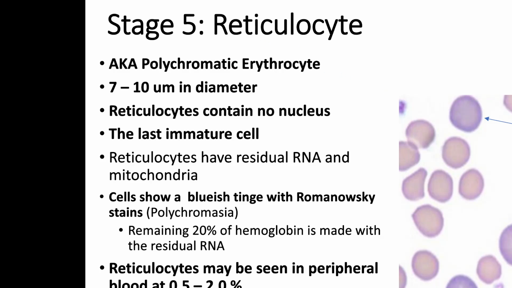We're almost to the right size here, except they're still going to be slightly larger than the red cells around them. And at this point, you notice that we have no nucleus, and this is considered the last immature cell in the lineage. They're still blue because they have a bit of residual RNA and mitochondria, but the remaining amount of hemoglobin will be made with that residual RNA. You can see it at very low concentrations in peripheral blood, but if you have an increased amount, then there might be some sort of condition that's causing your body to want to make up for the lack of RBCs.